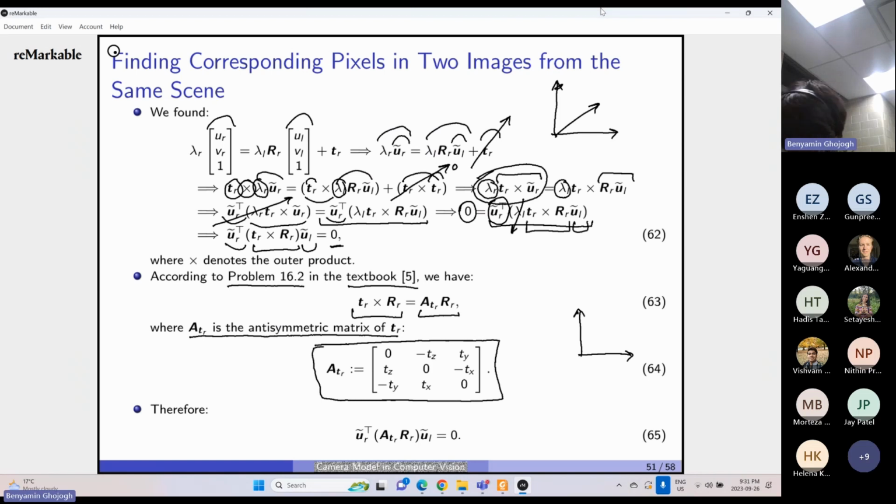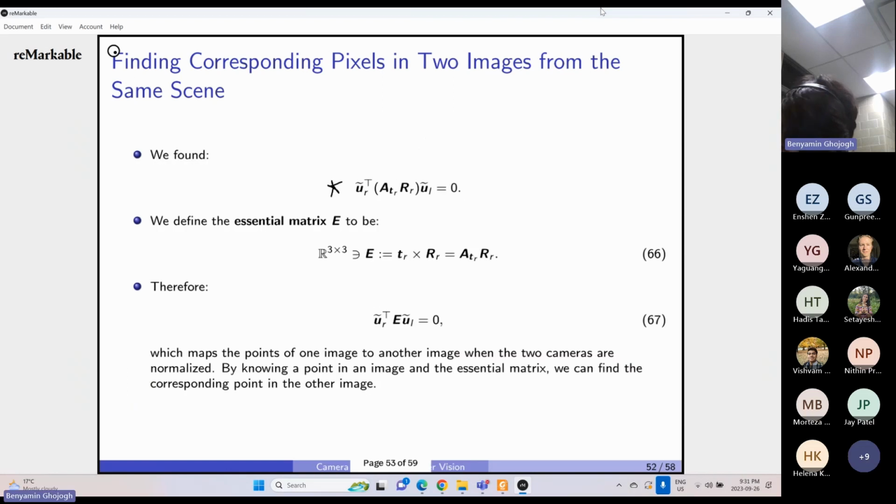Okay, so RR is the same as this rotation matrix. Now as a result, I can replace this outer product with equation 63. It becomes equation 65. I'm repeating it here. Now, this term, I define it to be the essential matrix. It's denoted by E.